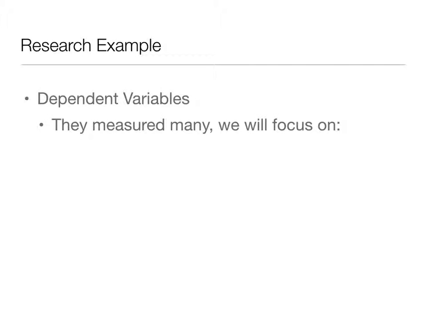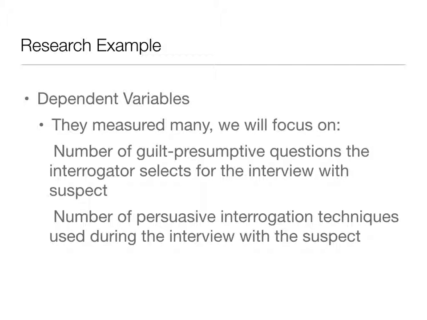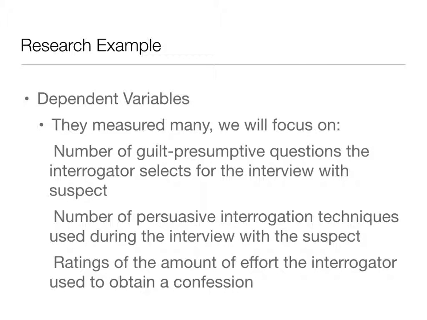The dependent variables, they measured a whole bunch in this study, but the ones that we're going to really look at include the number of questions where that presumption of guilt was there. So instead of asking where were you during this time frame, the questions are, what were you doing when you committed the crime? Or why did you commit the crime? That presumption of guilt is in that question. Another is the number of persuasive interrogation techniques that they used, and the ratings of the amount of effort that went into obtaining a confession. There were multiple dependent variables, but these are the three that we're going to focus on.